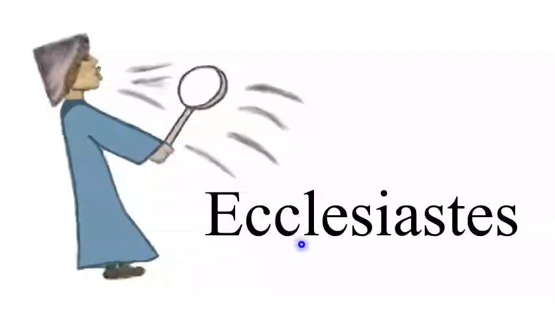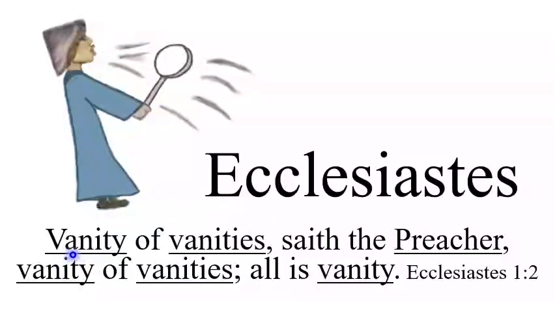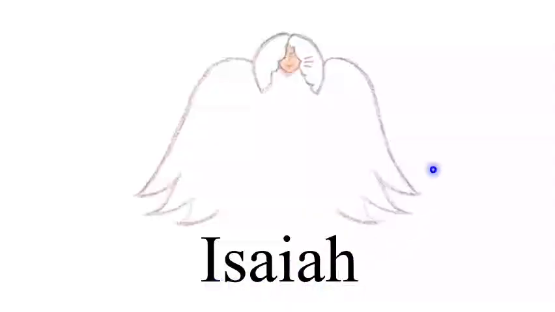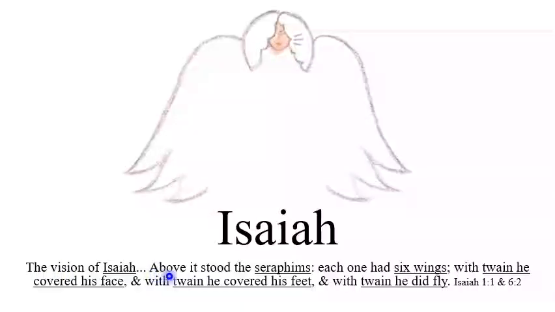The icon for Ecclesiastes is a preacher holding a mirror, because it says in the Bible, "Vanity of vanities, saith the preacher, vanity of vanities. All is vanity." The icon for Isaiah is the angel with 6 wings, because it says in the Bible, "The vision of Isaiah." Above it stood the seraphims. Each one had 6 wings. With twain he covered his face, and with twain he covered his feet, and with twain he did fly.